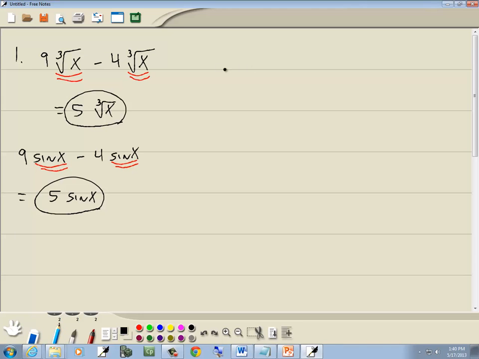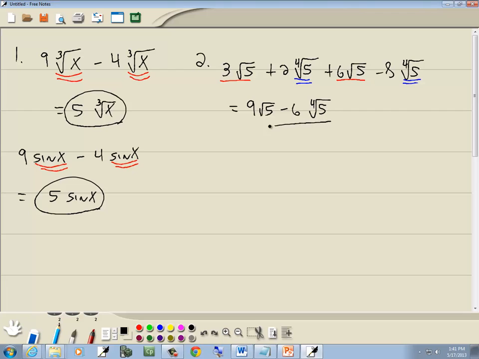Let's take a look at our second one here. We've got 3 square root of 5 plus 2 fourth root of 5, plus 6 square root of 5 minus 8 fourth root of 5. Now all these are radicals, and they all have 5's in them. But notice some of them look different. This has an index of 4, and these are just square roots, which means the index is 2. So we're going to combine this one and this one together, because they're exactly the same except for the number out in front. 3 plus 6 gives us 9 square root of 5. Now over in these, we've got the fourth root of 5. That's the same as this fourth root of 5, which means I can add or subtract the numbers out in front. 2 minus 8 gives us negative 6 fourth root of 5. And we can't combine those together because they're not exactly the same. They have to be exactly alike for you to combine them together.